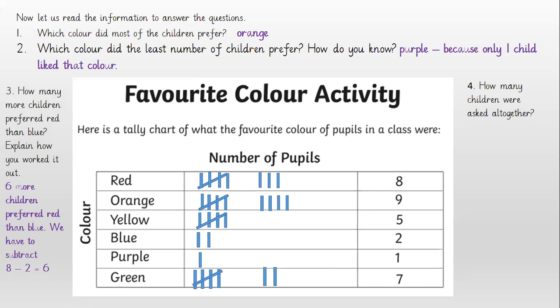Number 4, how many children were asked all together? Again, we have the word all together, which means what do we have to do? Count all the children all together. And when I've counted it together, I can see that 32 children were asked.